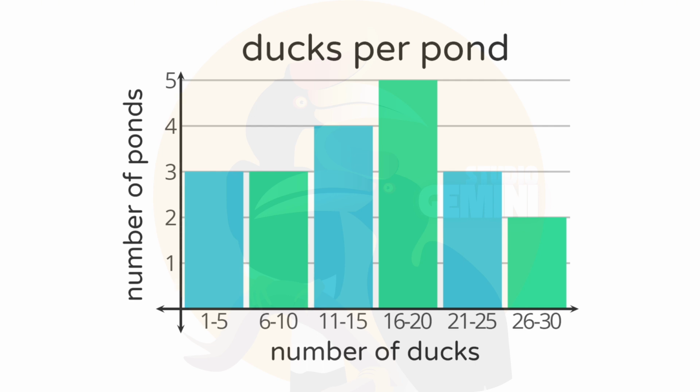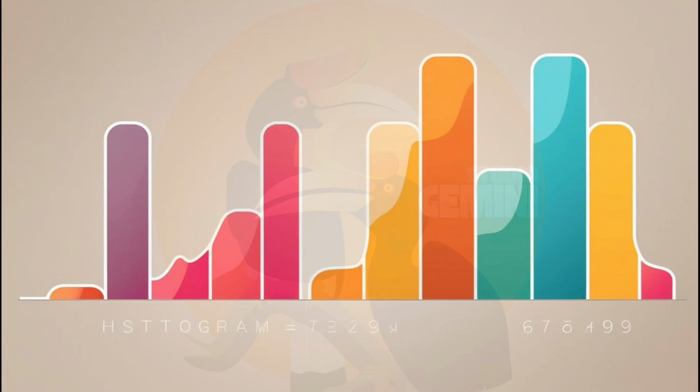The height of each bar shows the number of ponds in that range. The tallest bar is for the range 16 to 20, which means ponds with 16 to 20 ducks occurred most frequently. The lowest bar is for the range of 26 to 30, which means that the range of 26 to 30 ducks occurred least frequently. So let's practice interpreting a few more histograms.